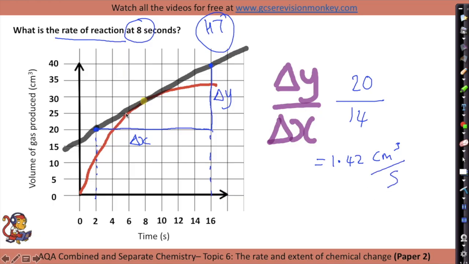And that would be exactly the same wherever you drew the triangle. So don't worry about having to draw it in exactly the same place, because it's a straight line. If you did the change in y divided by the change in x there, it would still give you the right answer.